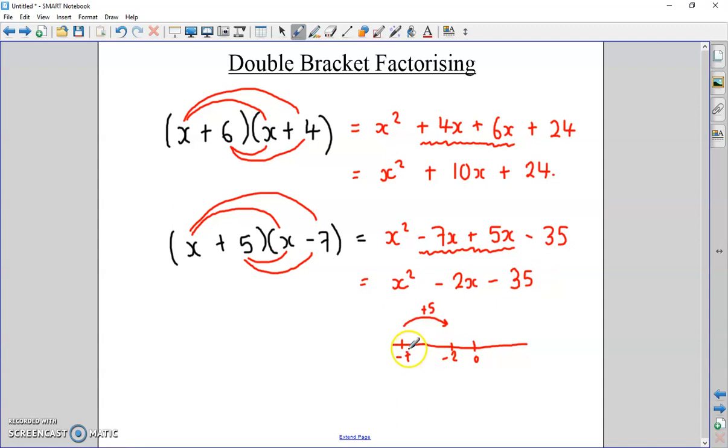Okay. Now that's using the FOIL method, and FOIL always works for any double brackets. Doesn't matter if they've got 2x, 3x, 4x, 5x, it doesn't matter, FOIL will always work. But when you've got two brackets with just x, I'm going to highlight, if they both have just x in them, there is actually a faster way of expanding brackets, a shortcut if you like. It's not really a shortcut because it's a really important method in maths, but if I call it a shortcut, you're probably more likely to remember it.